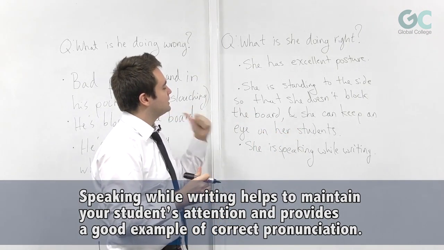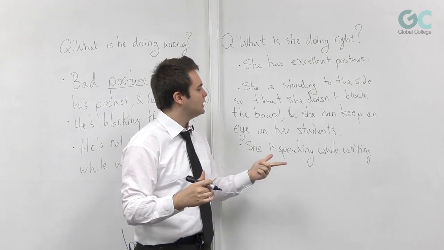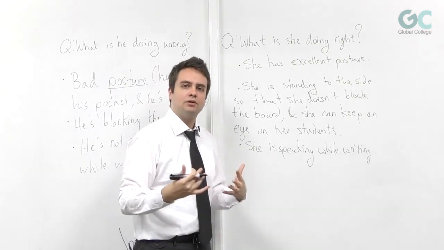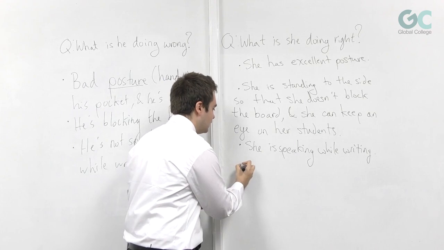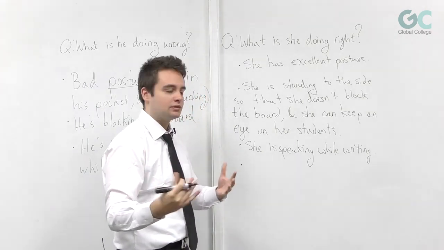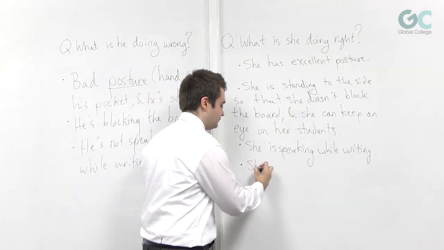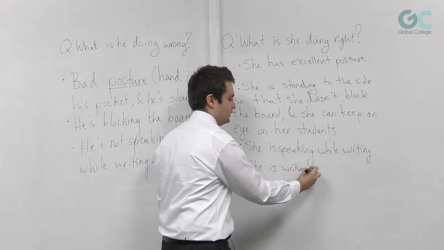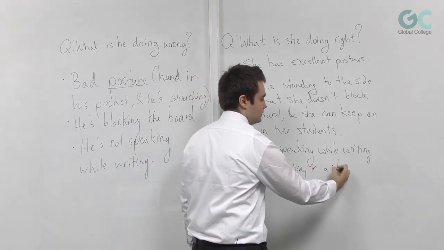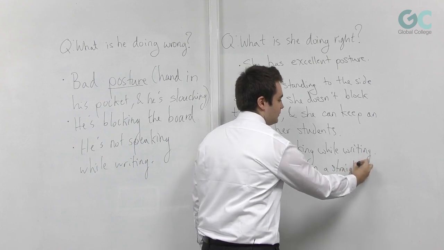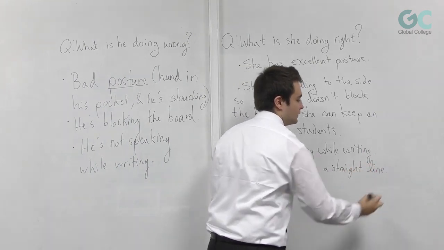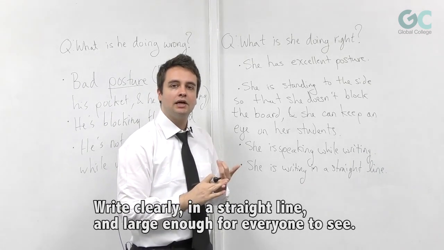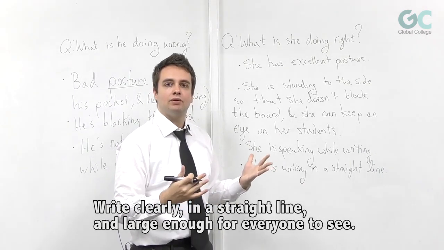So yeah, we got that she has excellent posture, she's standing to the side, and she's speaking while writing. There's a couple of other things I'd like to point out with her too, though. And I guess actually the male teacher is doing this also. But she is writing in a straight line. We could also mention here that she's writing very clearly in a straight line. And yeah, it's large enough for everyone to see.